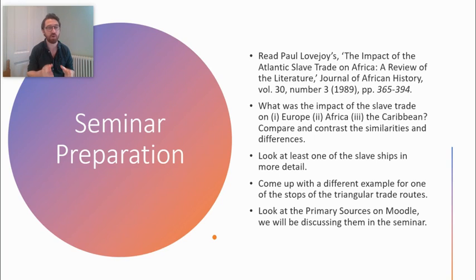I'd like you to look at one of the slave ships in more detail, so I've already mentioned that. But I'd also like you to come up with a different example of one of the stages of the triangular route. So I came up with Birmingham as one of the industrial centers. So maybe you look at an industrial center in Germany. I looked at a port in Senegal. You could look at a port from Lagos in Nigeria or somewhere else. Just come up with another example so we can look at the differences that existed.